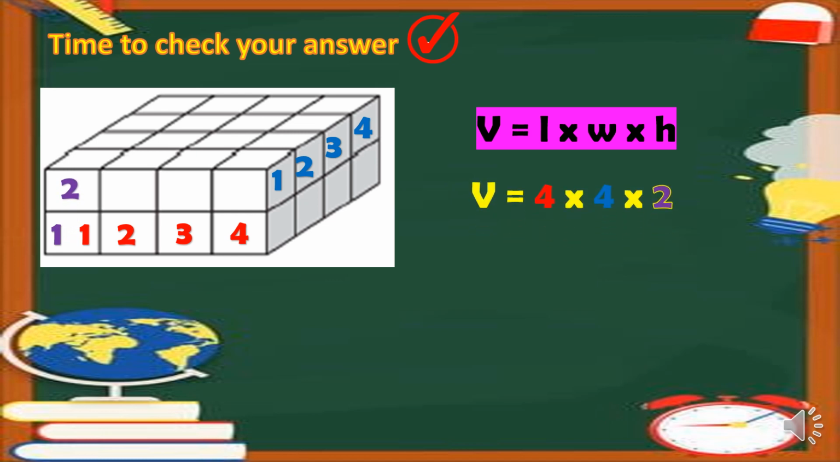So if we are going to substitute, V is equal to 4, which is the length, times 4, which is the width, and times 2, which is the height. So again, we will multiply. So 4 times 4, and then times 2. So that means this figure has 32 cubic units. Okay.